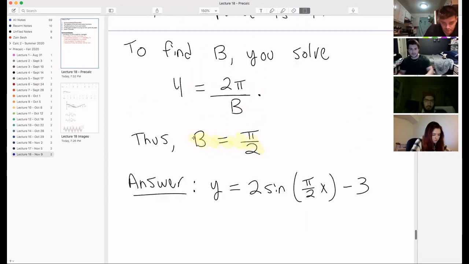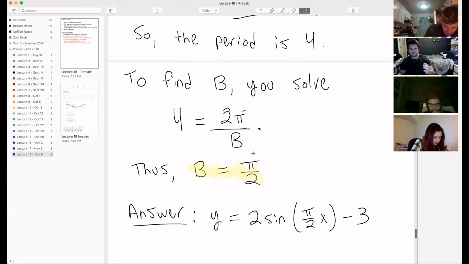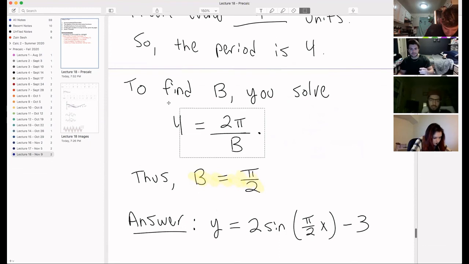Right, where did it go? Okay, whatever, I don't know, it's not working.